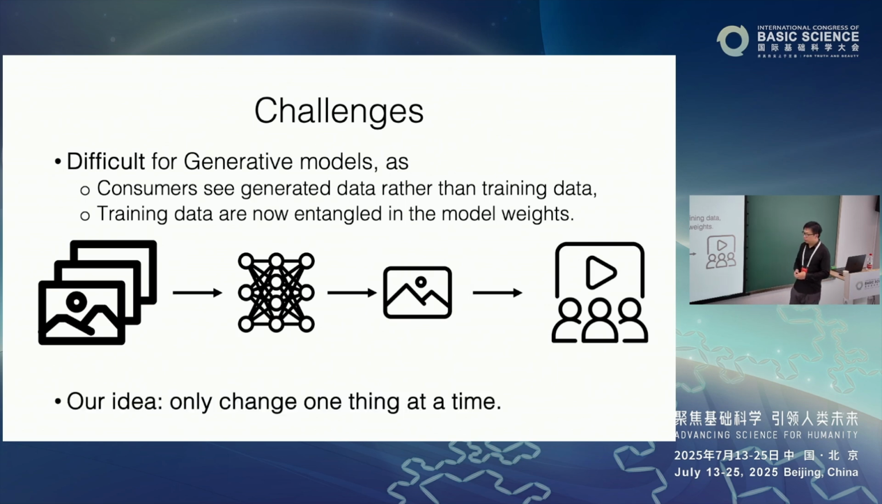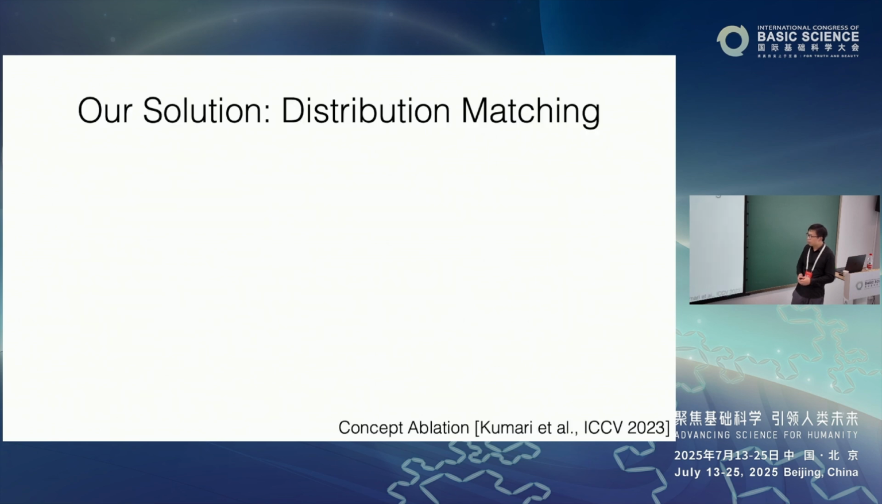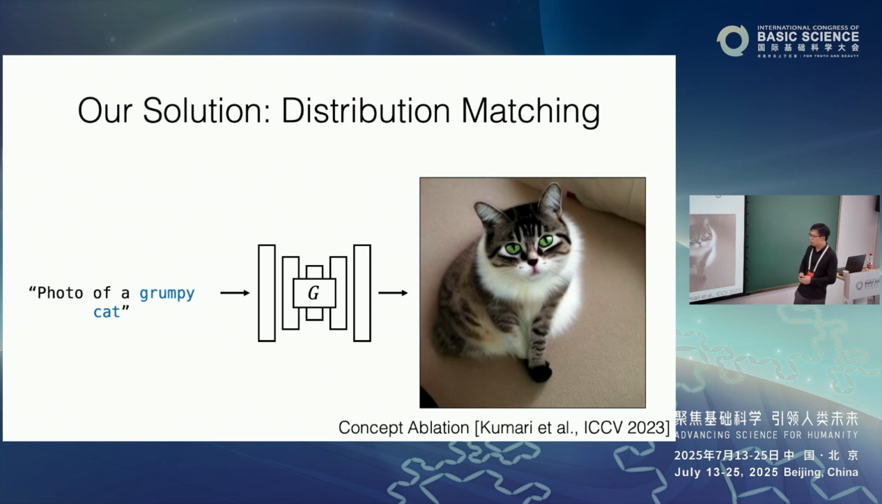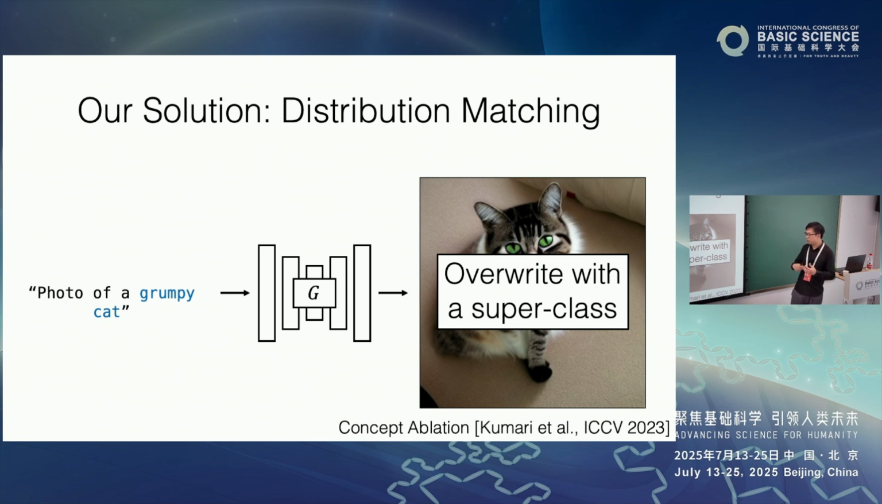So our idea is, since there are so many factors, maybe we should just make minimal changes to this procedure and then observe what will happen. We try to change one thing at a time. So one solution here is, instead of generating a grumpy cat, we can ask the model to generate a cat. Each time you type a grumpy cat, the model will generate a cat instead. So we can override this grumpy cat with its superclass, which is a cat.